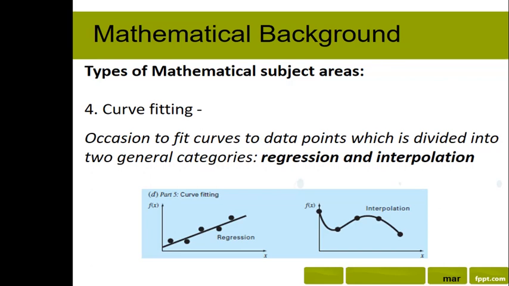So the strategy is to derive a single curve that represents the general trend of the data without necessarily matching any individual point. So, these are the points, these are the data. So, in regression, you don't connect them. You just make a trend line, a line that represents the data.